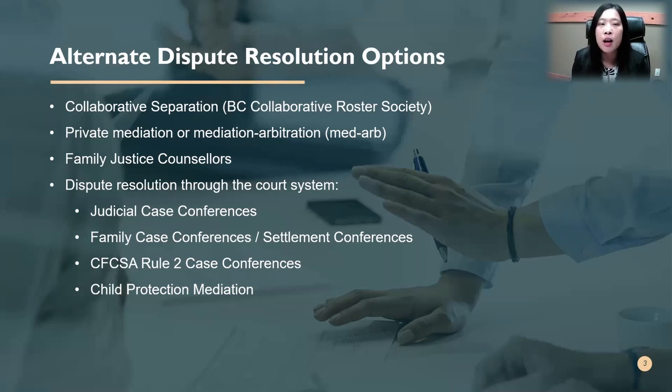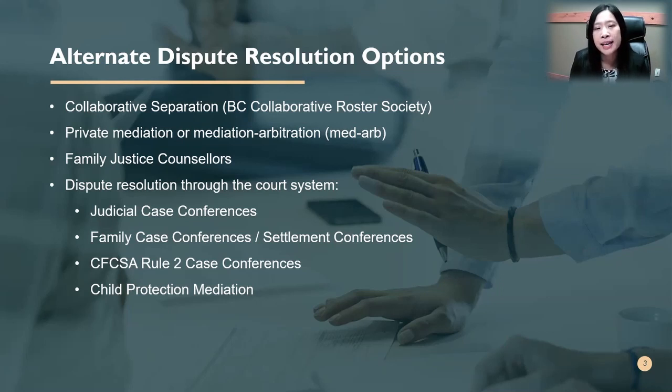Then there is a lot of dispute resolution through the court system itself. First of all, we see judicial case conferences as part of Supreme Court matters. This can be Supreme Court family or Supreme Court civil matters. Judicial case conferences are like a mediation, but they are with a judge. And the judge somewhat steps into the role of a mediator and talks to both parties and or their lawyers.